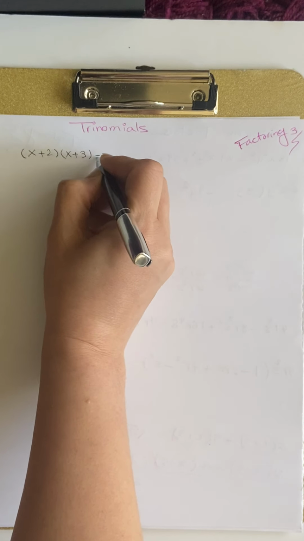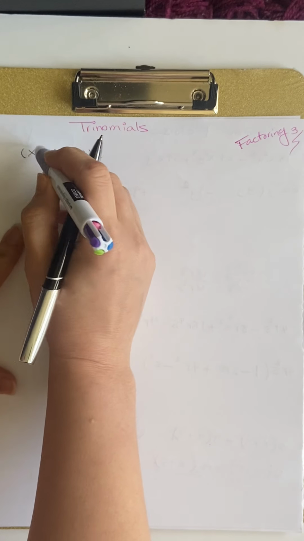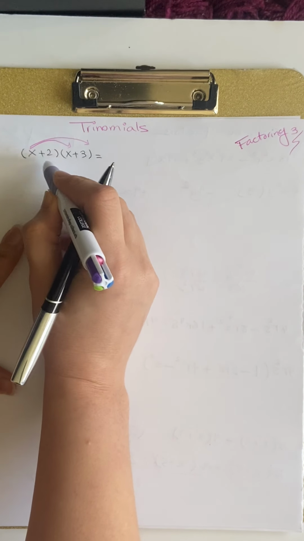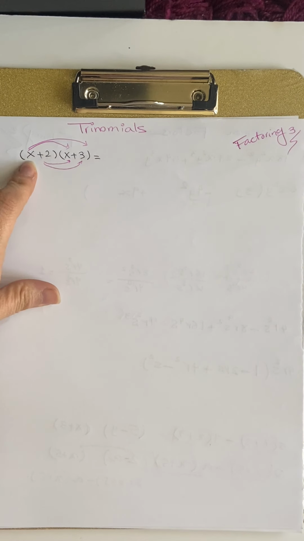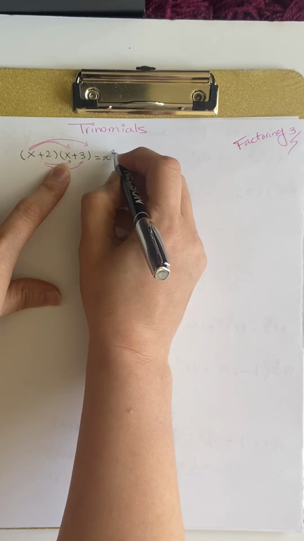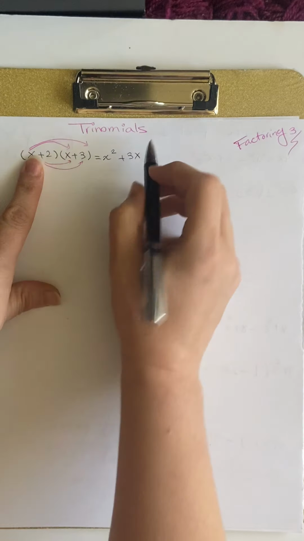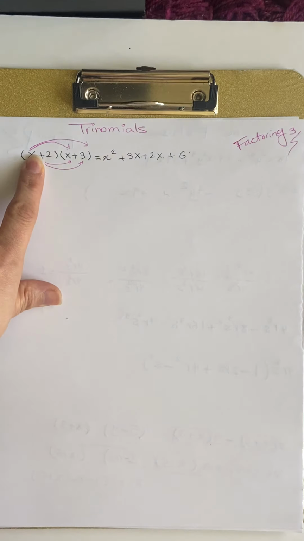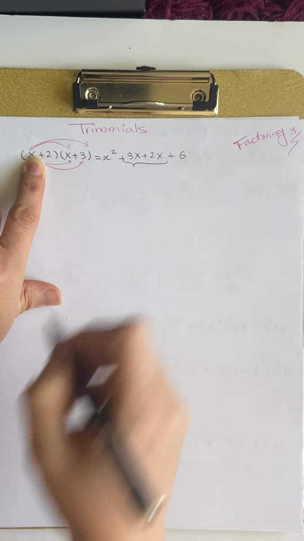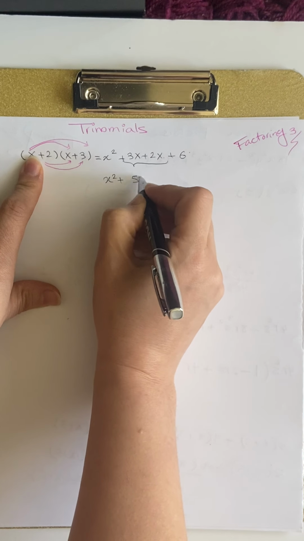If I go ahead and multiply these two binomials, x plus 2 times x plus 3, if you recall from the previous videos on polynomials, we have to do 4 sets of multiplications. X times x is x², x times 3 is 3x, 2 times x is 2x, and 2 times 3 is 6. We will see some like terms, so I have to rewrite and add the like terms, right?